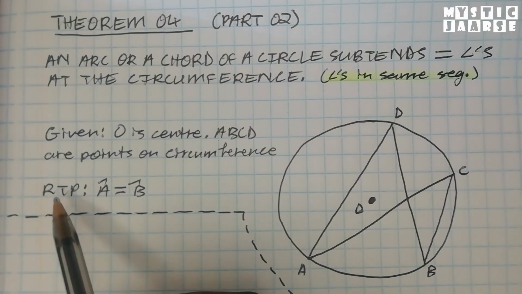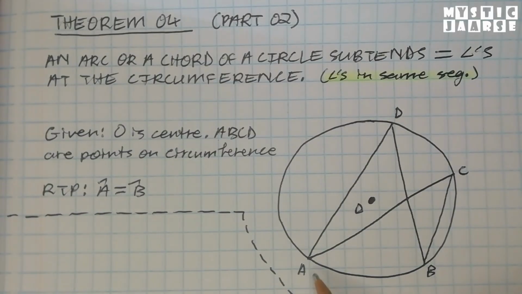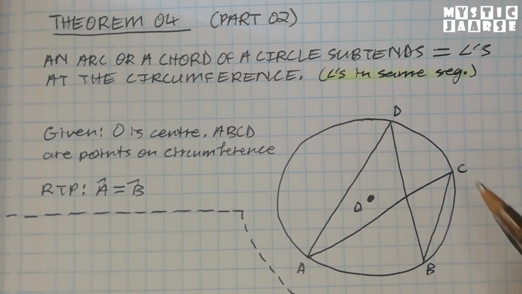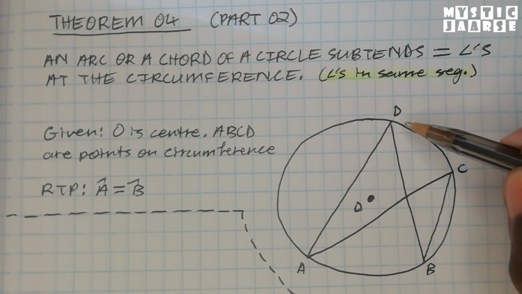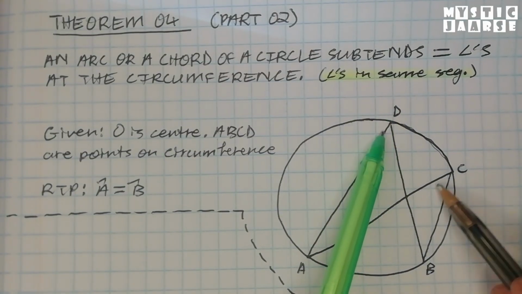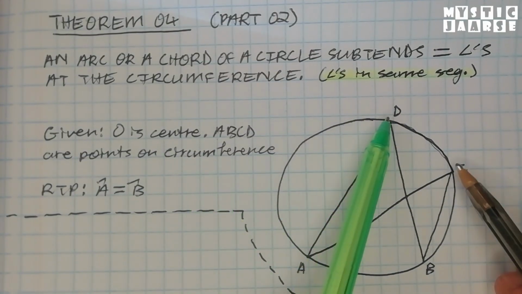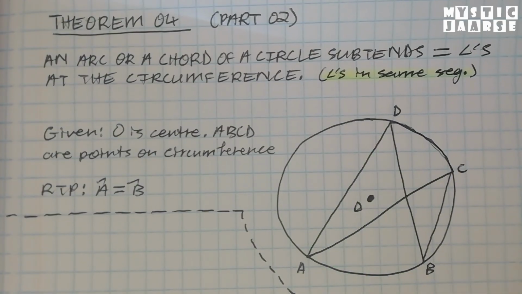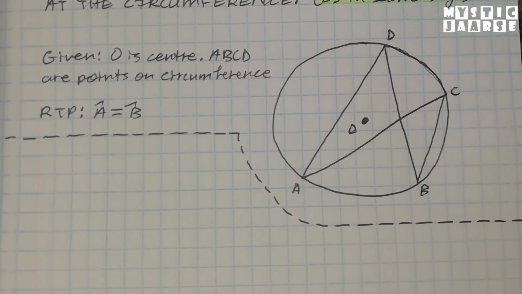So we are required to prove that angle A, this angle, is equal to angle B, this angle. Now remember, in our previous video we were asked to prove that angle D is equal to angle C, and we used this arc. But in this one, angle A and angle B are subtended by this arc DC. Arc DC subtends angle A at the circumference, and it also subtends angle B at the circumference. So let's prove that angle A is equal to angle B.